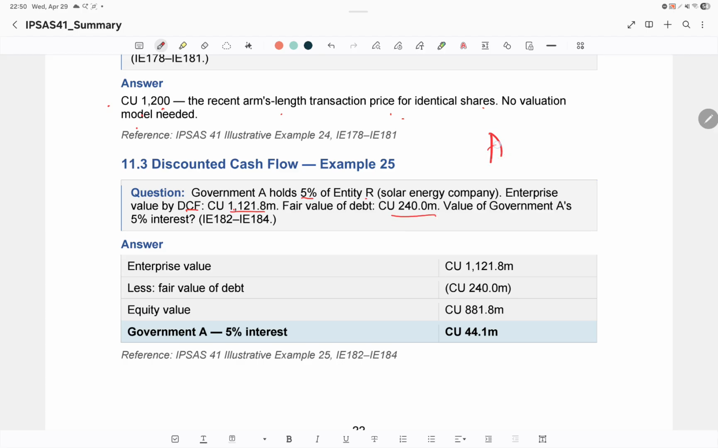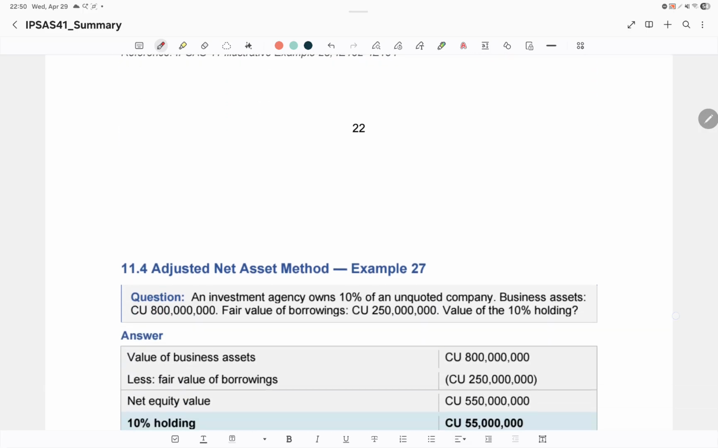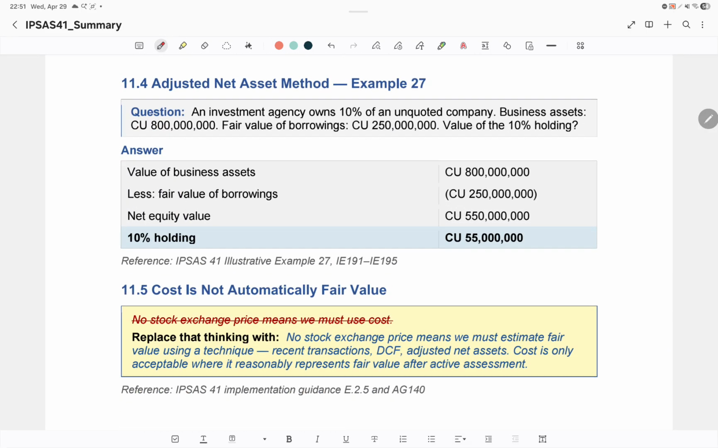We normally say assets equal equity plus liability. So you know the asset, let us say, is this value. Then equity, we don't know, but we know the liability. So the total value of your assets minus liability will give you the equity value or the net assets. So if you hold 5% of this, 5% of this is 44.1.